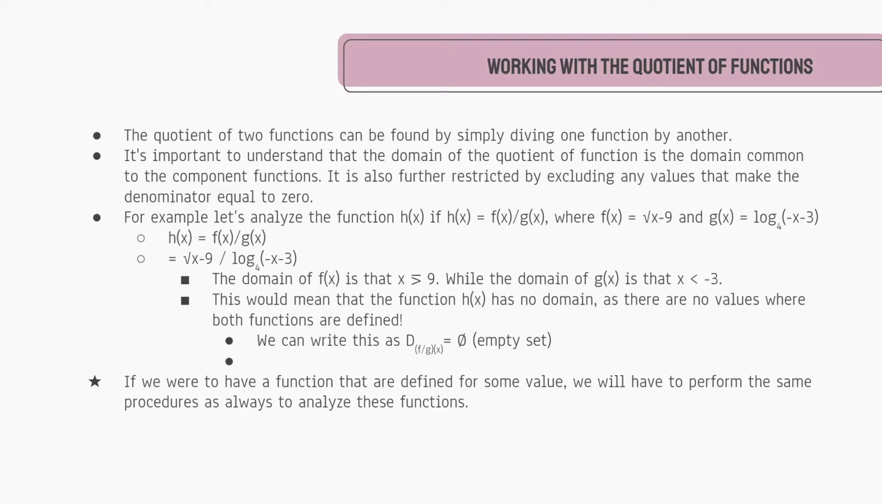Lastly, if we did have a function that had an overlapping domain, so for example, if instead of x being less than negative 3, it was x is greater than negative 3, we would have a common domain of x is greater or equal to 9. Once we identified what the domain is, we can now talk about how to actually graph these functions.